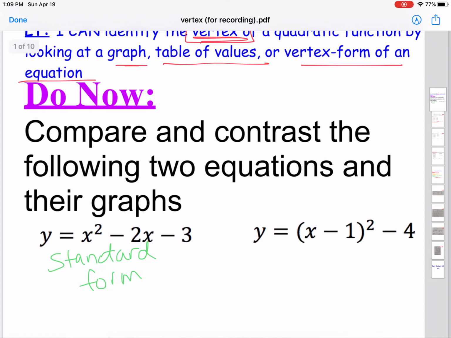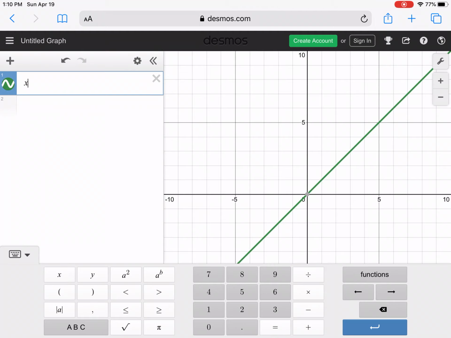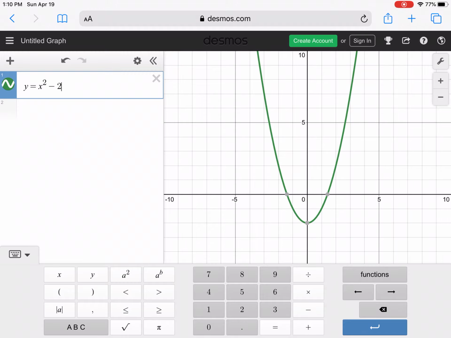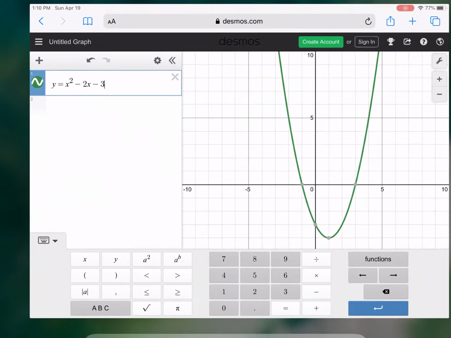So again, use one of the many methods we've talked about of graphing, and let's try to graph these 2. Okay, so here we have our first equation, y equals x squared minus 2x minus 3. Now we'll look at our second equation here, and we'll graph them at the same time.